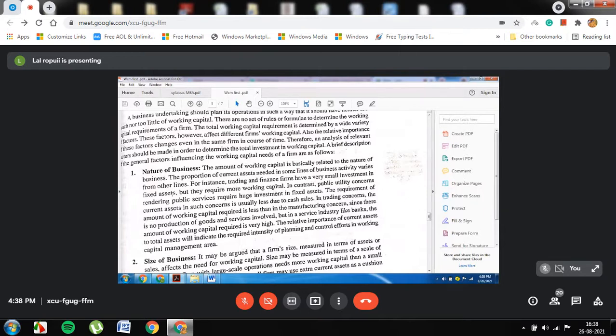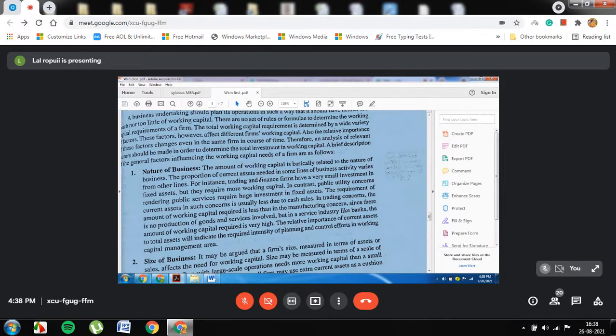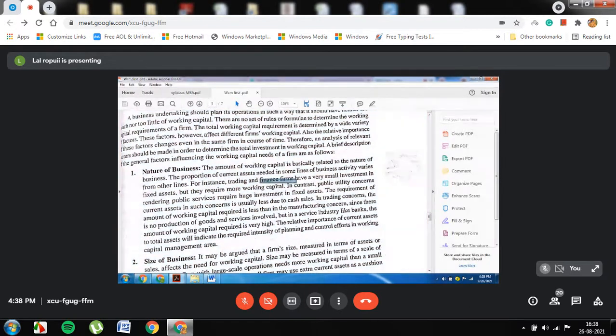Okay, in nature, assets like equipment and big buildings are fixed, which are not easily converted into cash immediately. So those trading and finance firms have a very small investment in fixed assets, so they require more working capital. Finance firms are those who lend out money for business, for example financial institutions like ICICI and banks. They need more working capital for running their operations, right?